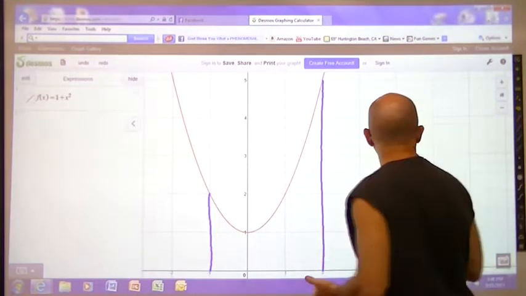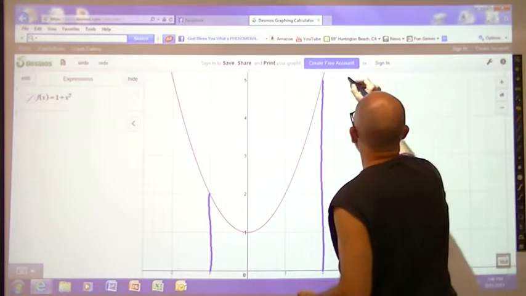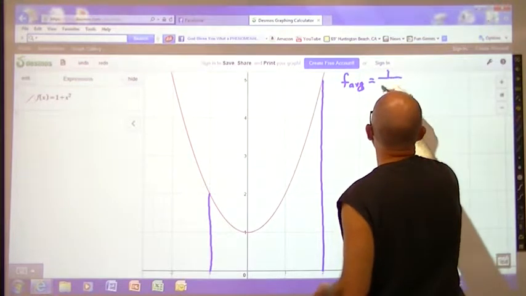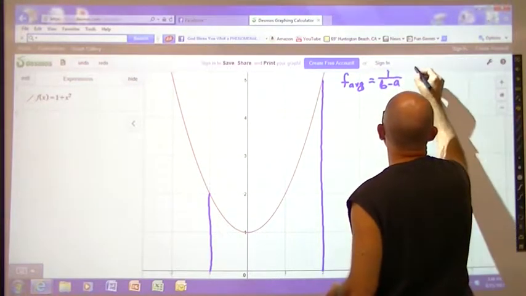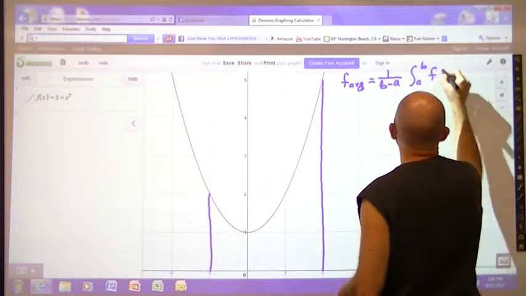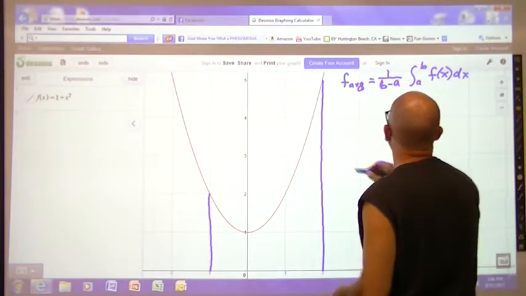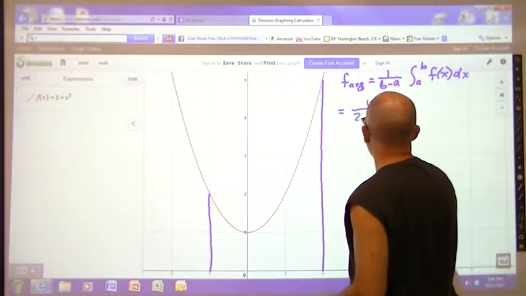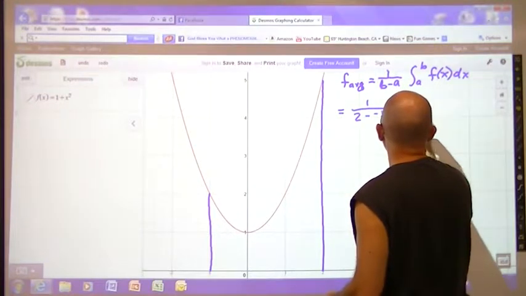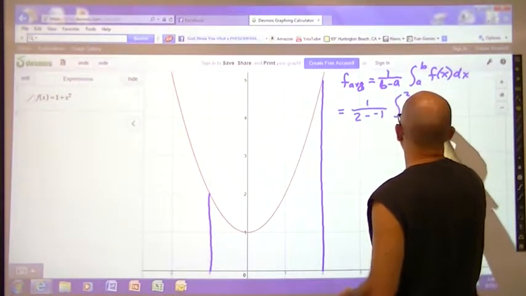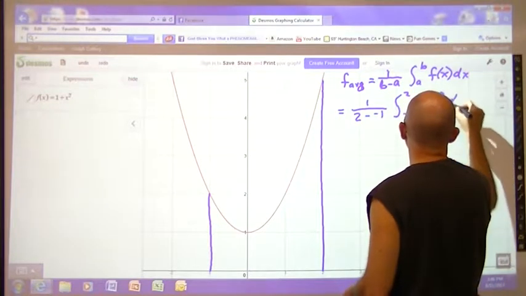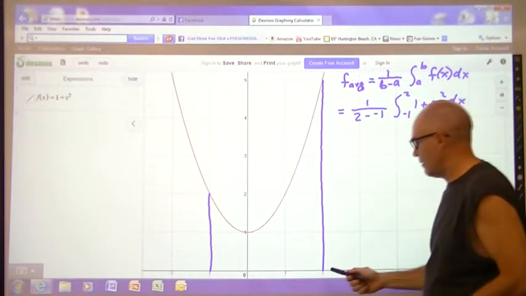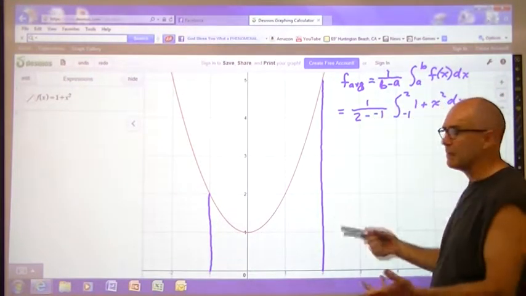So we just plug in the formula. So we say f average is going to equal 1 over b minus a times the integral from a to b of f of x dx. All right, so that's going to equal 1 over b minus a, that's 2 minus -1, times the integral from -1 to 2 of 1 plus x squared dx. So notice we're just taking the area and dividing by 3, because that's the base, area divided by base.